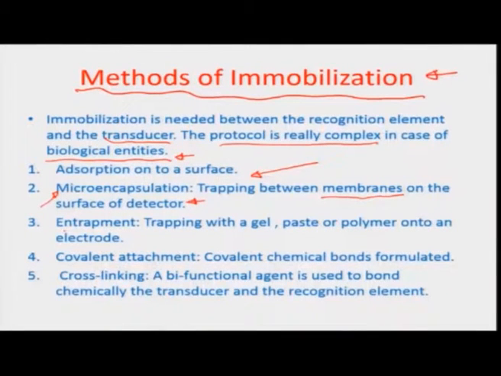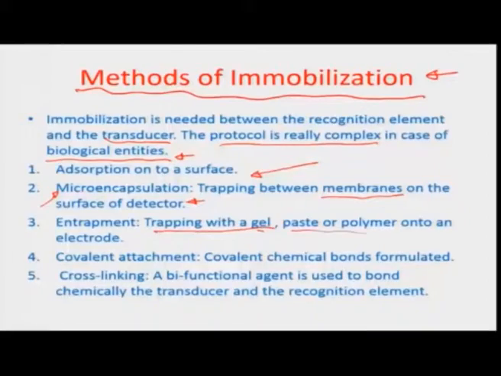Then there is an entrapment process through which immobilization can be carried out. In the entrapment process, you can typically use a gel, which is a semi-paste like, semi-fluidic state, which will assist the diffusion process of the analyte of interest, and the gel typically is a network. So, you have a series of pores or sieves, it is highly porous, and it is also able to do some filtration as the analyte migrates towards the transducer surface. You can also entrap with paste or polymers onto an electrode. That is how you can do entrapment.